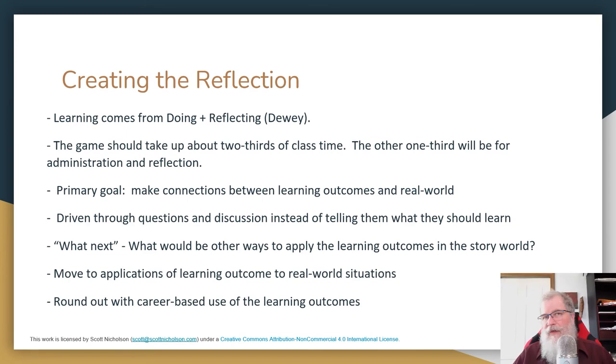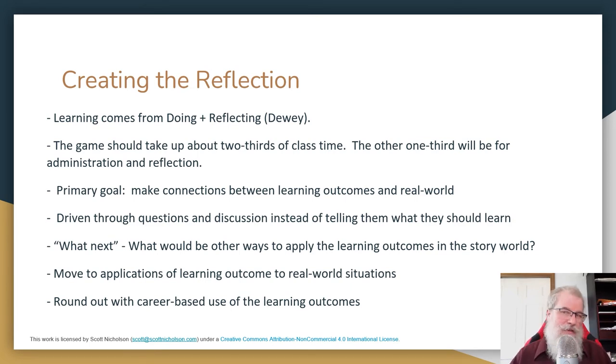The final thing you want to think about is the reflection and that final activity. And this is where the learning happens. Dewey, who is an educational theorist, talked about that we actually learn stuff by doing stuff and reflecting about that stuff. That's where the learning happens, is you do and you think about what you've done, and that's where you learn. Because if you just do, but you don't step back and reflect upon it, the learning doesn't happen.